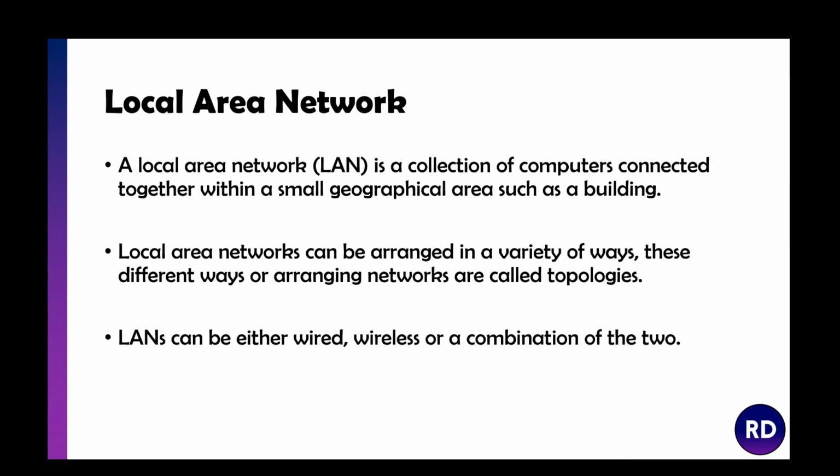So there are local area networks and wide area networks. I'm going to cover them in later videos. For now we're going to look at local area networks, which is a collection of computers connected together within a small geographical area. So your school, an office, a building, your home, they're all local area networks. They can be arranged in a variety of different ways and these are called networking topologies. But LANs can be wired, wireless, or a combination of the two.